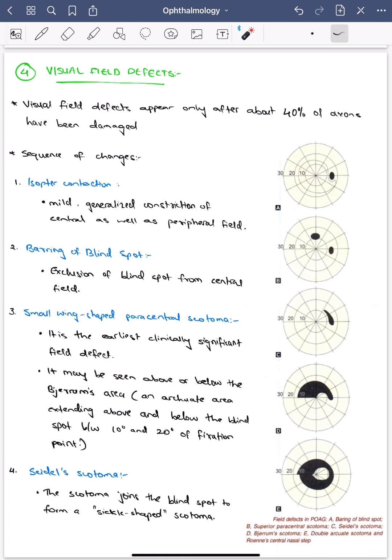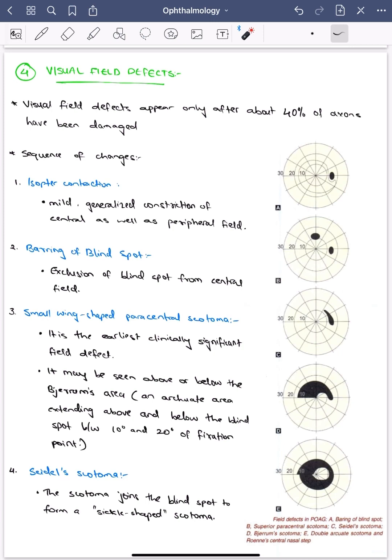The second is baring of the blind spot. Now this refers to the exclusion of the blind spot from the central field, as you can see in this diagram. This here is the blind spot, and there is exclusion of the blind spot from the central field. The third is the small wing-shaped paracentral scotoma. Now it is the earliest clinically significant visual field defect.